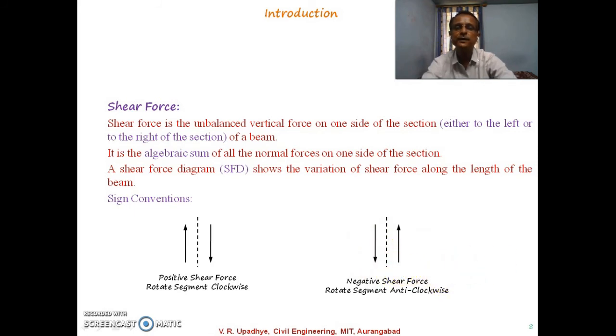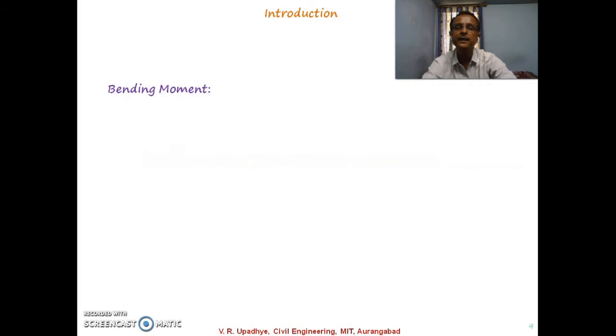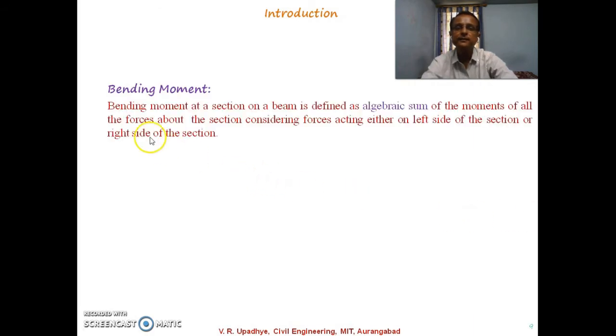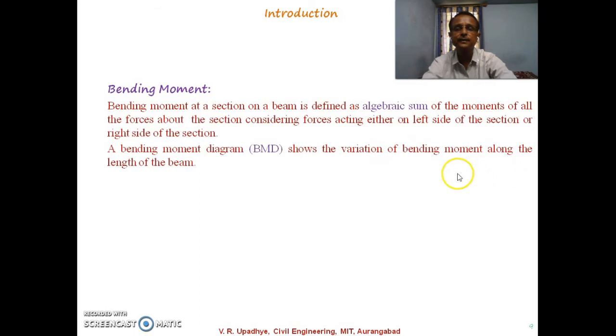So we'll go through what exactly we mean by bending moment. Bending moment at a section on a beam is defined as the algebraic sum of the moments of all the forces about the section, considering forces acting either on the left side of that particular section or the right side of that particular section. A bending moment diagram, as discussed for the shear force diagram, shows the variation of bending moment along the length of the beam.